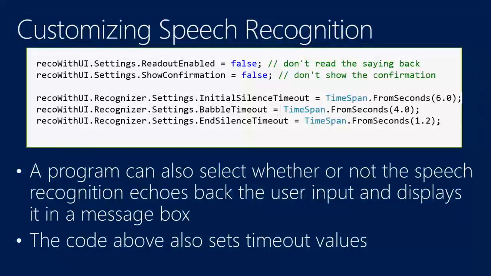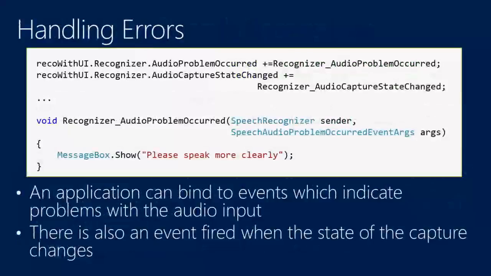So you can effectively say, don't read it back, don't show the confirmation, and then you can set these things using a time span value and fiddle with them. If you're using a particular environment where you know there'll be background noise, or you have people that speak in a particular way, then you can do that. And so the code will just work and go through there.